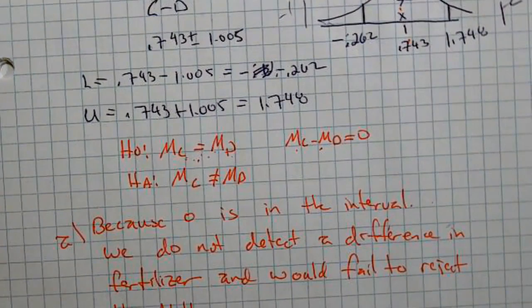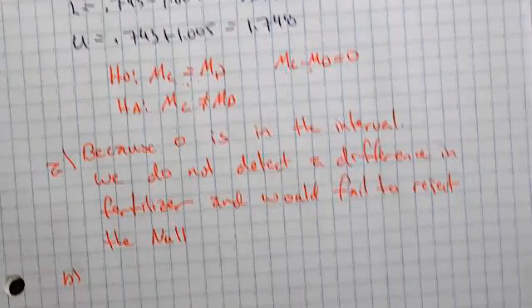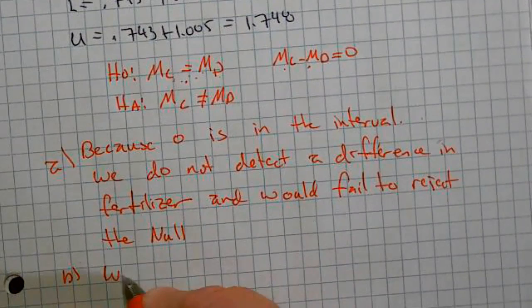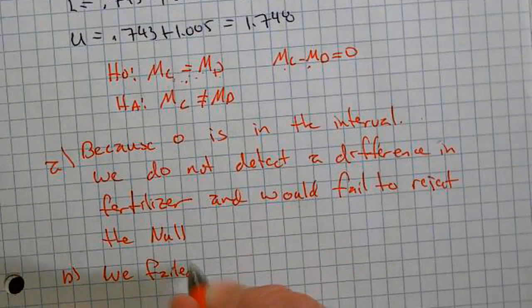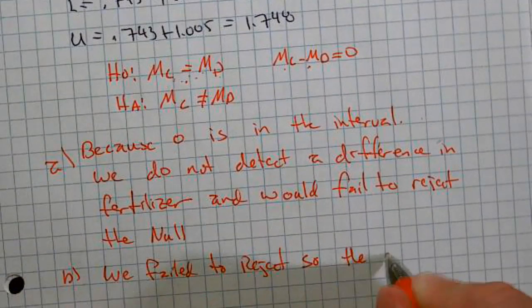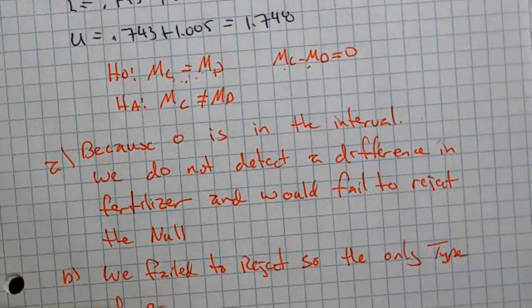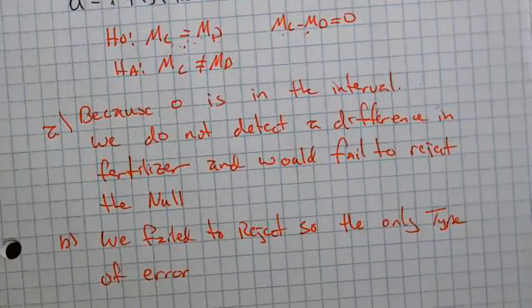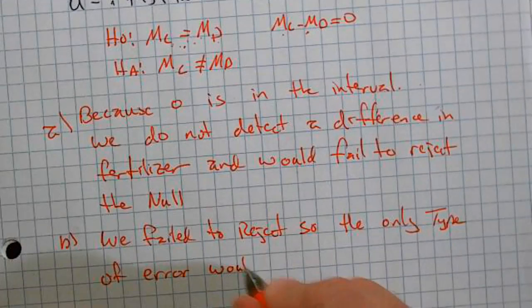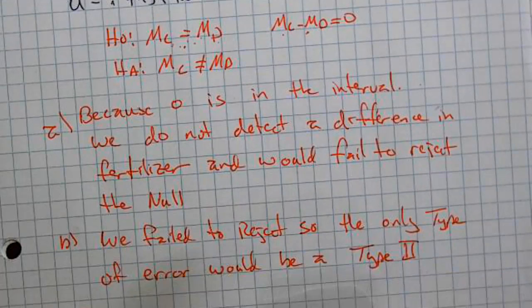Part B says, what type of error may have been committed? Oh, we failed to reject. So the only type of error would be a type 2. Failed to reject, type 2. All right, so that concludes this video. Thank you.